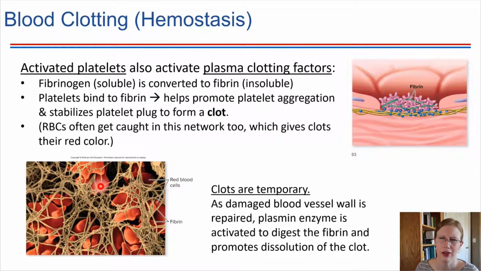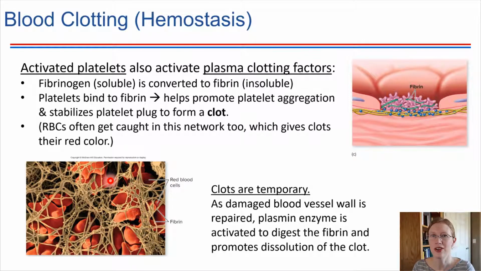As far as we know, they're not really doing a specific job in clot formation. They just kind of happen to get stuck in the network. And this is what makes clots, if they're on the outside of the body, look kind of that red color. It's because there are red blood cells stuck in it.